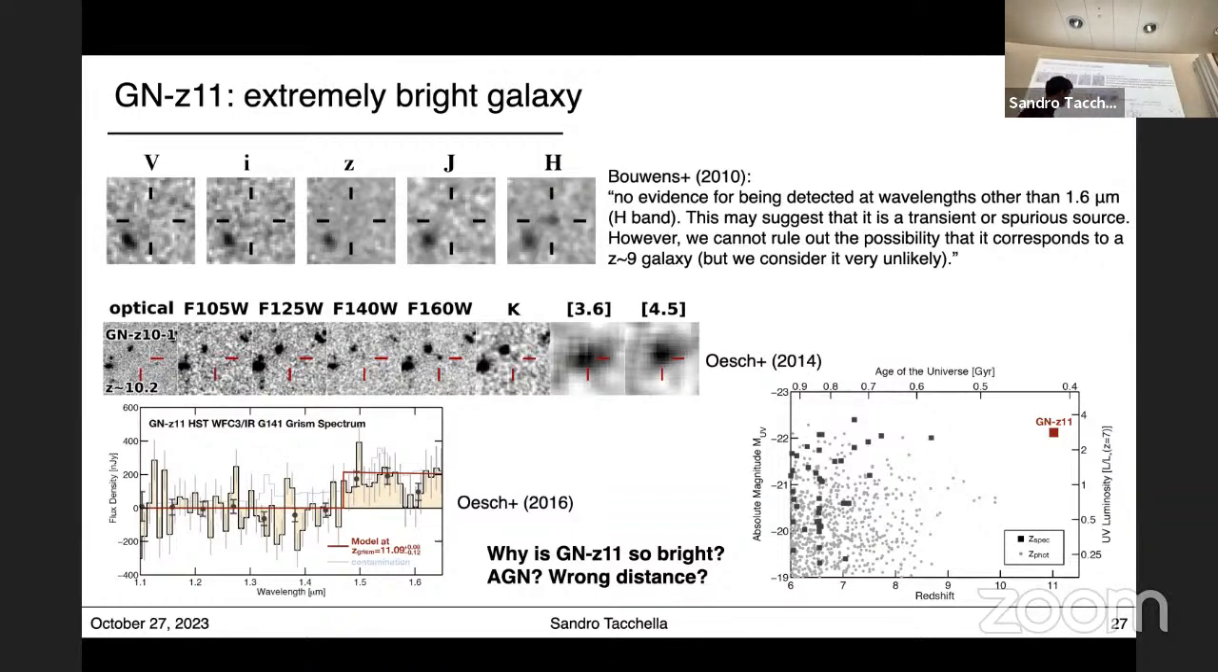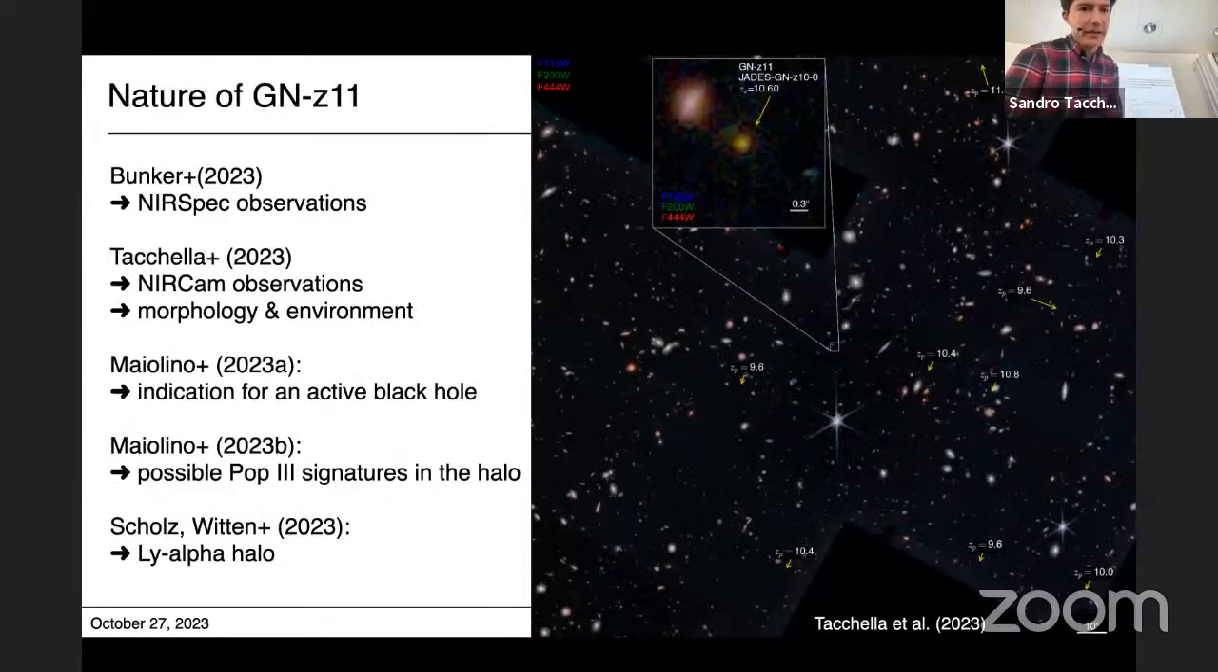And so the question is, why is it so bright? Is it an HEN? Is the distance wrong? Or what's going on in this object? We have been observing this galaxy both with NIRCam and NIRSpec, and I've been writing several different papers because this object is very, very interesting. So I want to give you a bit of an overview of what's going on.